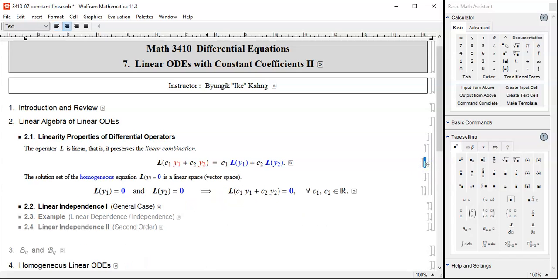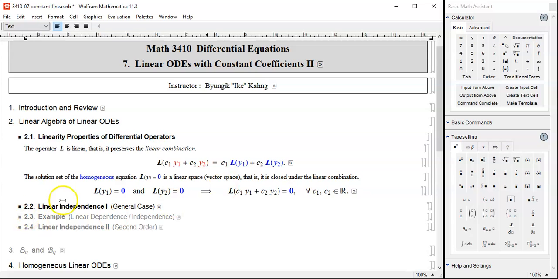How about the next? The solution of the homogeneous equation is a linear space or a vector space. What do you mean by linear space, vector space? I'm not going to go too deeply into that. That is, it is closed under linear combination. That's what it is, at least in this case.